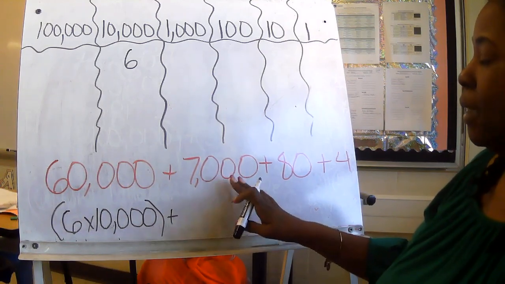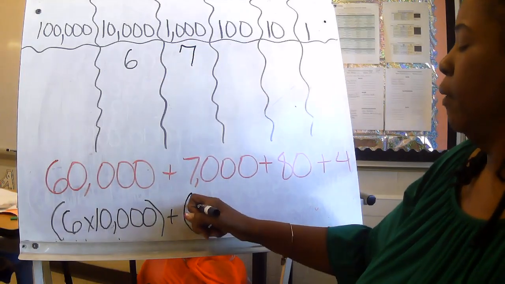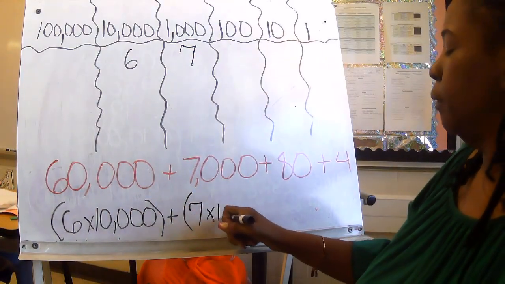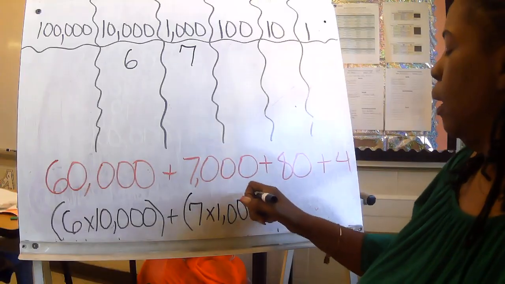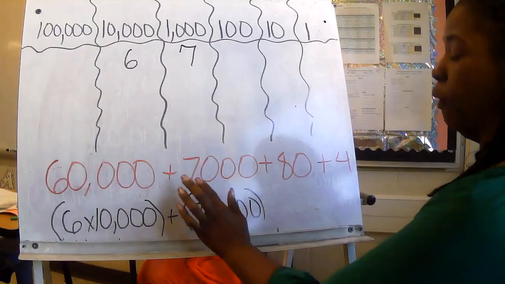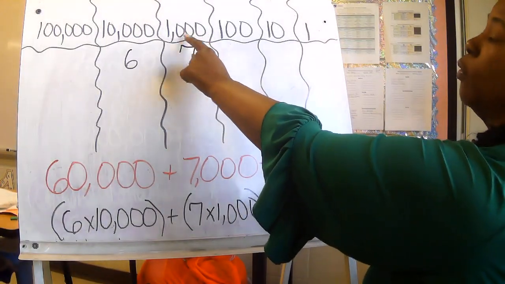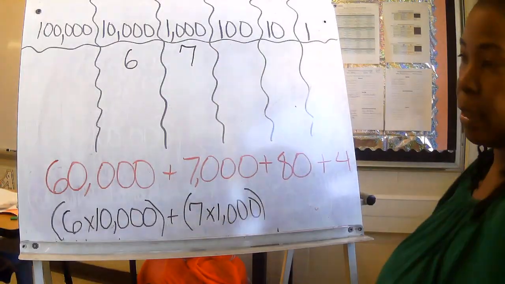7 is in what place? The thousands place. Okay, so we'll have 7 times 1,000. And some scholars need this help. Okay, it's 1, 2, 3, 4 digits here. Which one up here has 4 digits? Oh, this one, 1, 2, 3, 4. That will help with the thousands as well.